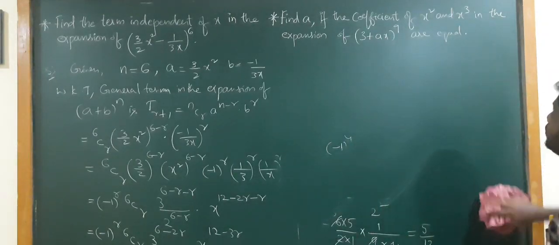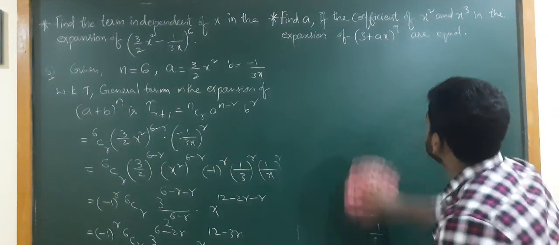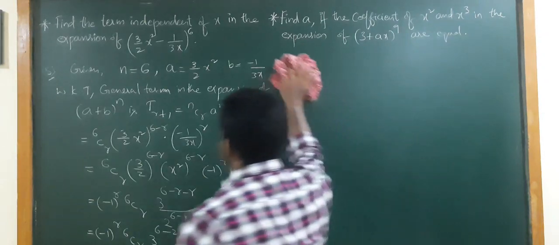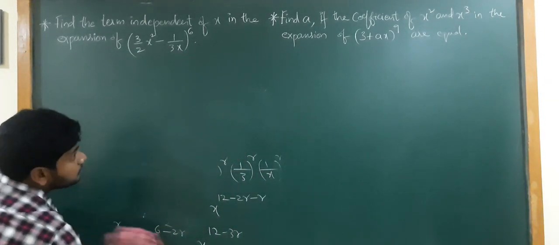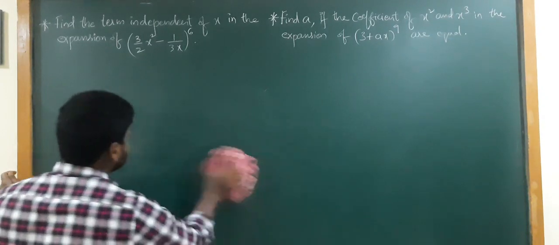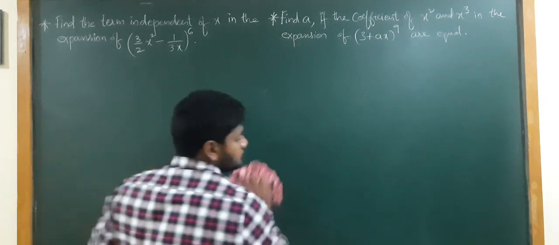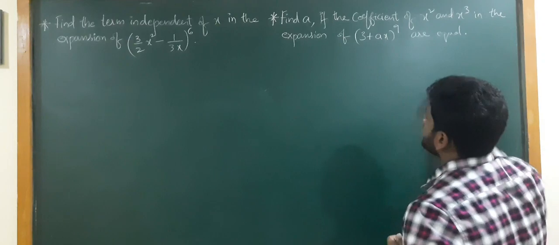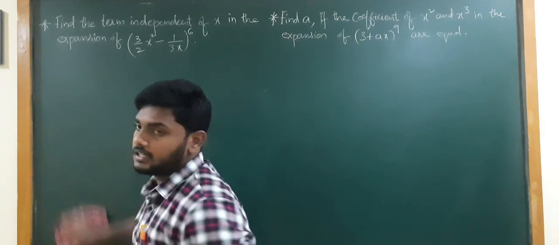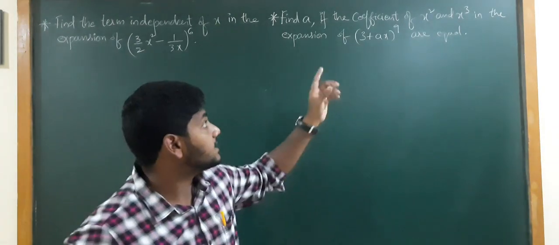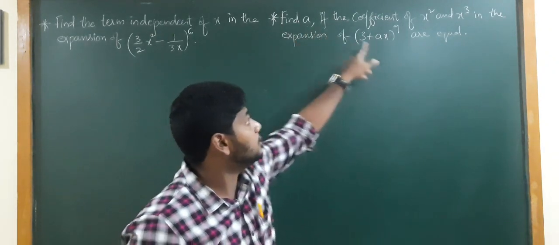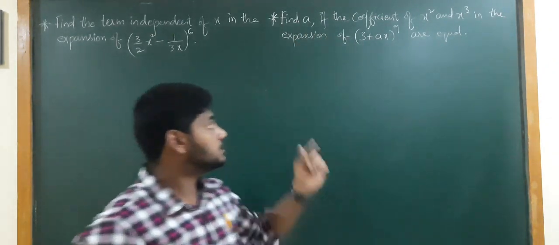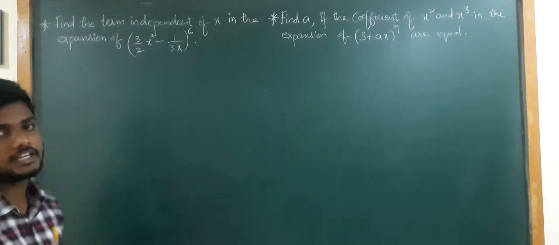Find a if the quotient of x square and x cube in the expansion of (3 plus ax) to the power 9. So this is also an important model. They are telling that if the quotient of x square and x cube in this expansion are equal, we need to find the value of this a. So this question also we will do by using the general term only.